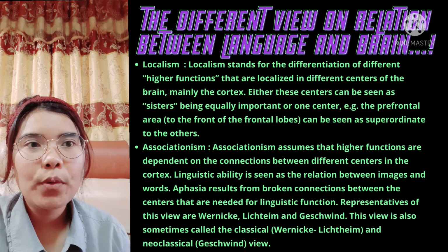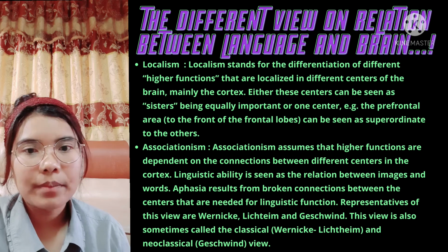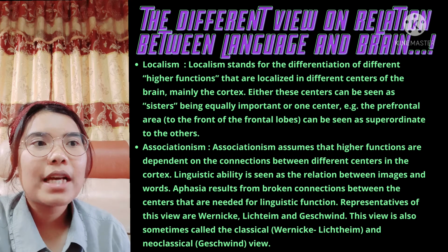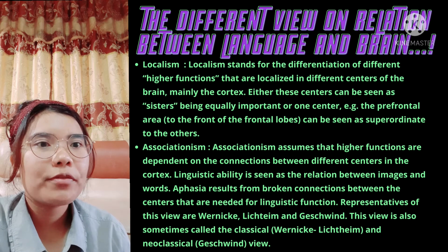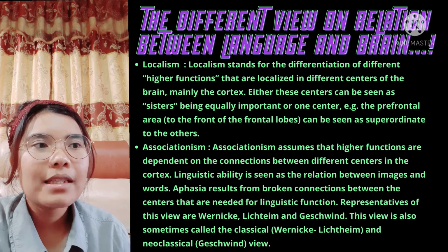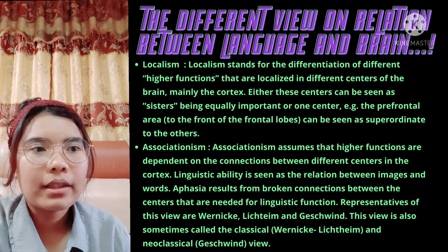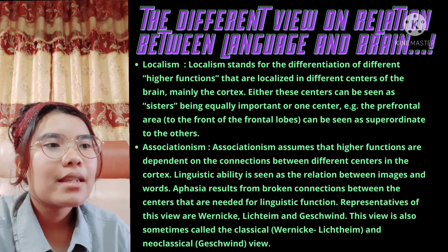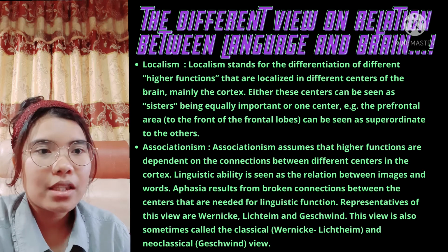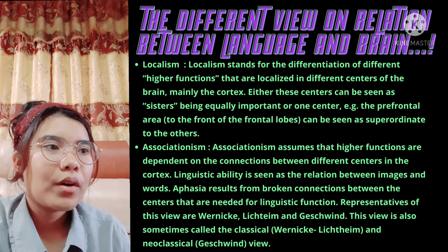The first view that makes the difference between language and brain is localism. Localism stands for the differentiation of different higher functions that are localized in the different centers of the brain, mainly the cortex. Either these centers can be seen as sisters, being equally important, or one is the leader.